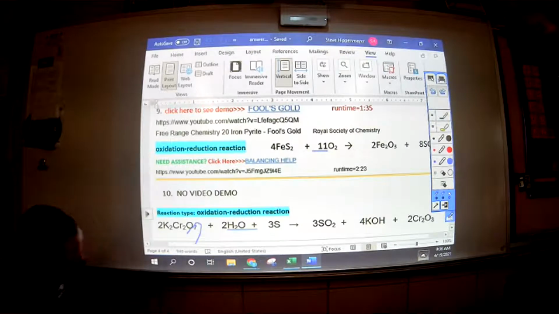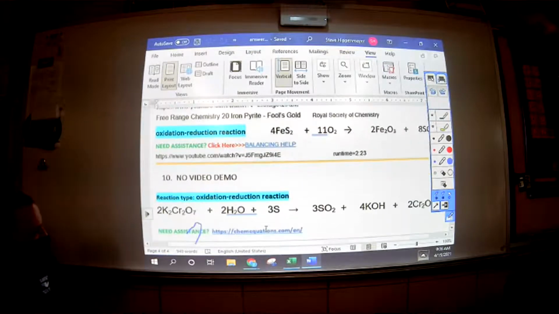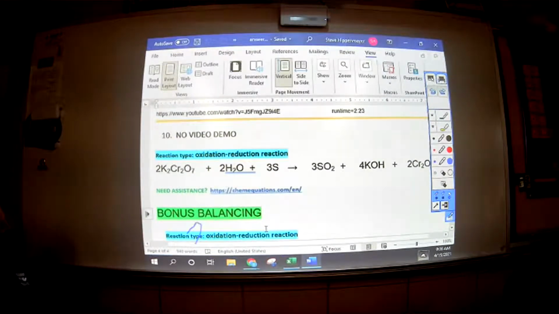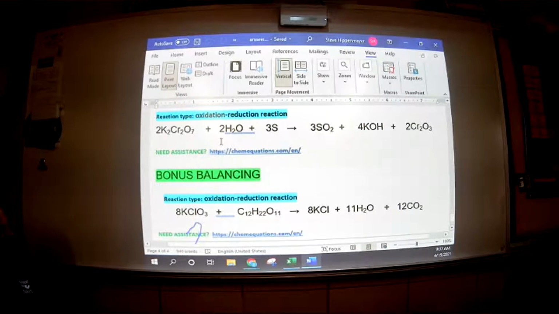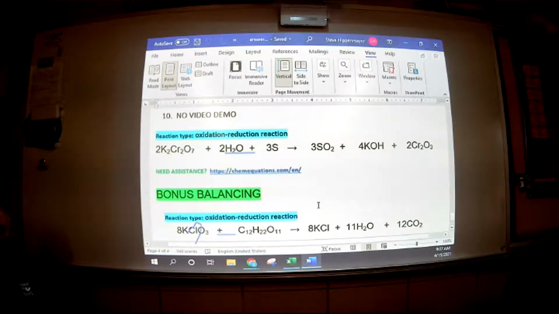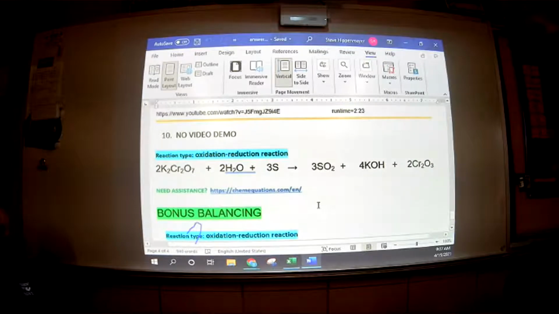What about the next reaction? This one was not an easy one to balance, and did you get help on balancing that one, number 10? There is some balancing help here. This is an interesting little website. You didn't get this website on your homework because I wanted you to balance this one without any assistance. This was a challenging one, a fun one indeed.